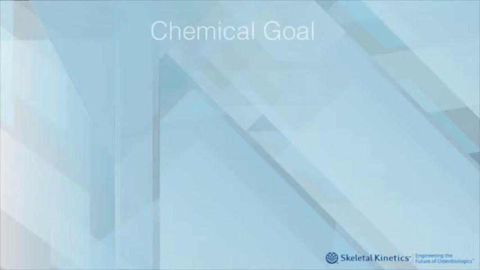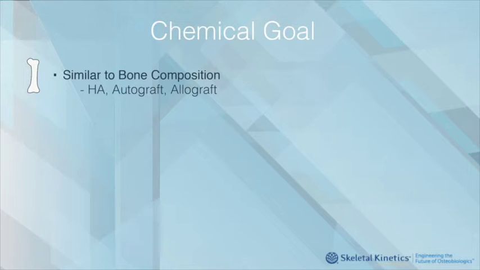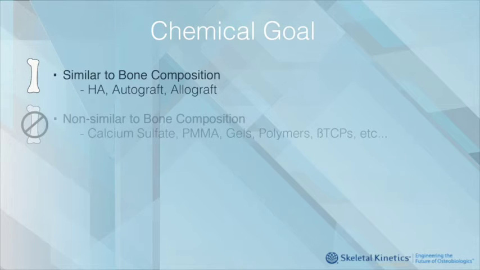The third part of our algorithm is the chemical goal. Is our product similar to bone composition, like hydroxyapatite, autograft, allograft? Or is it not similar, like many other products on the market? Calcium sulfates, polymethyl methacrylate, gels, polymers, and so many other products. The key differentiation between the two is products that are similar to bone have a similar low crystalline formation like that of bone.